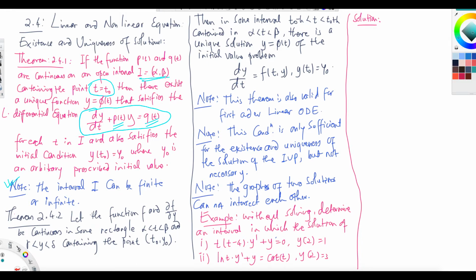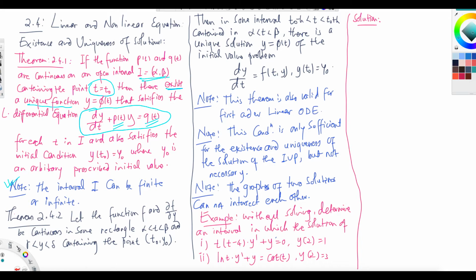The next theorem is the uniqueness and existence theorem. Existence means a solution exists, and unique means only one. So we want to define a similar type of theorem for a function that is not linear, meaning if a function cannot be written in that form, then what is the existence and uniqueness theorem for that?